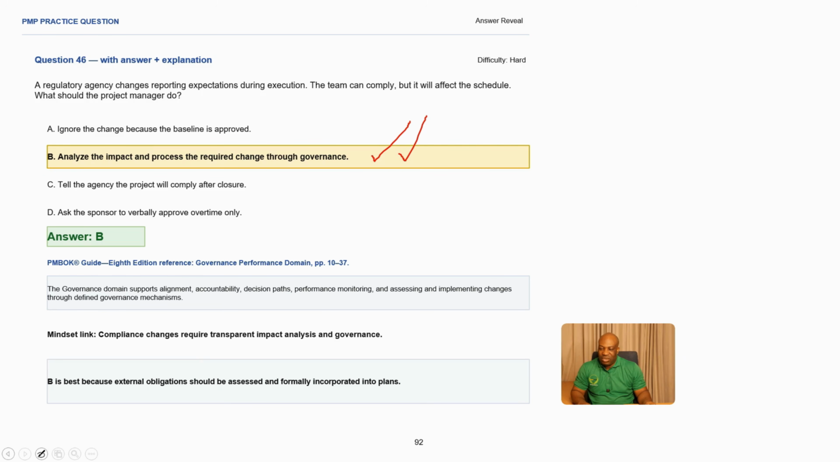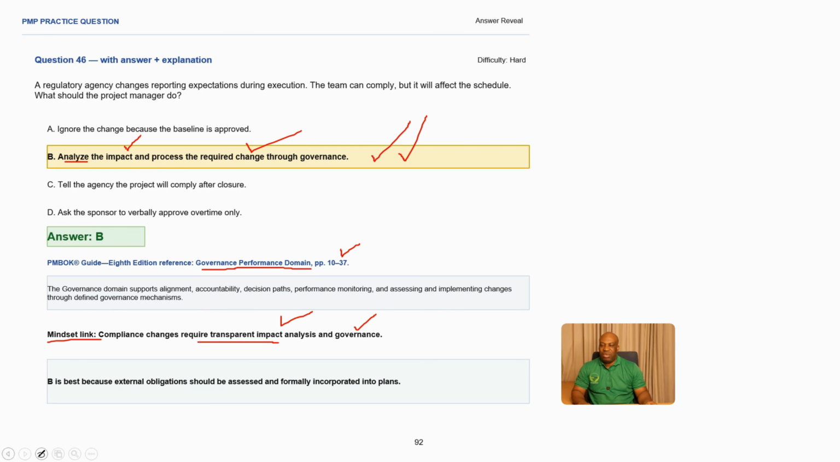You need to analyze to get more information, the impact also, all right, and the process that is required to go through the change governance. So what is our reference in PM book? It's governance performance, which is also on page 10 to 37. Then mindset. What is the mindset that we are applying here? We need compliance changes. They require transparent impact analysis and also governance.